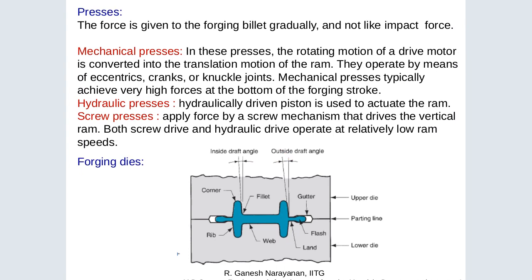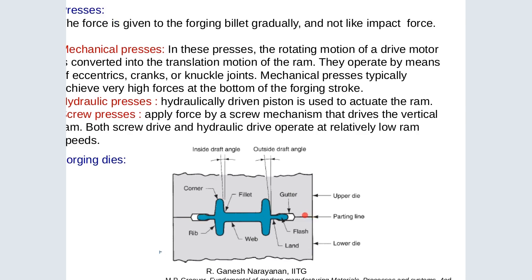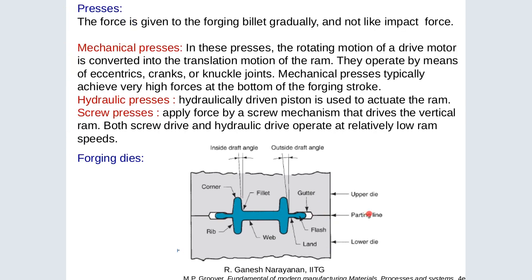And then the mechanical presses. In this press, the rotating motion of the drive motor is converted into the translational motion of the ram. They operate by means of eccentrics, cranks, and knuckle joints. The mechanical presses typically achieve high force at the bottom of the forging stroke.